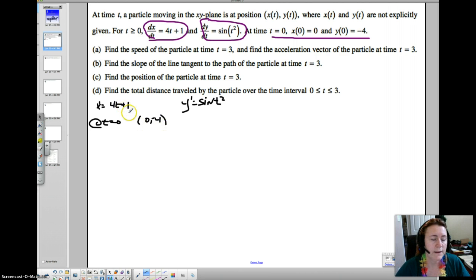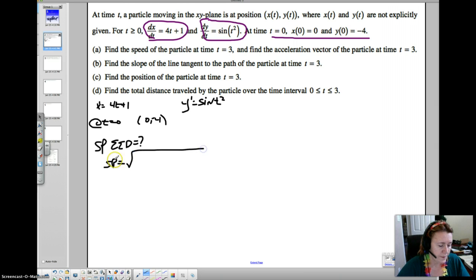Now, I've written down all my givens. What am I looking for? The unknown is speed, so I'm going to write speed down. Okay, and I know the speed is equal to, here's the equation, the square root of x prime squared plus y prime squared.